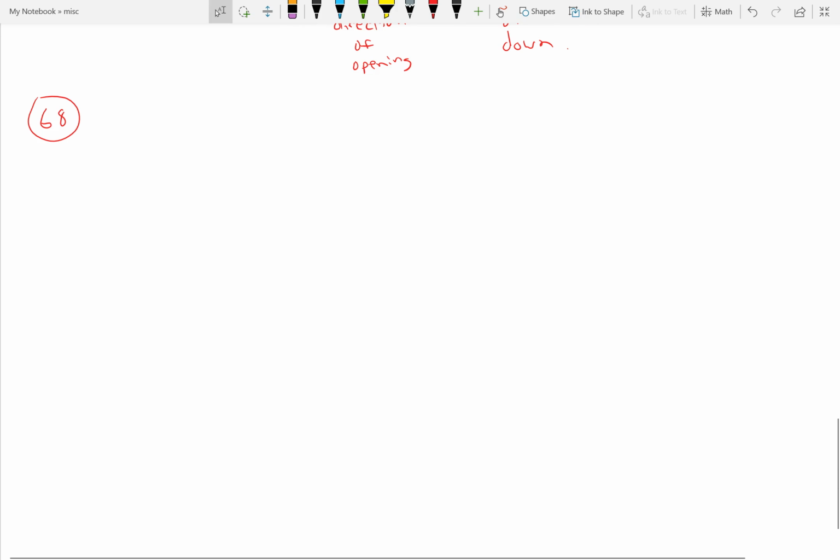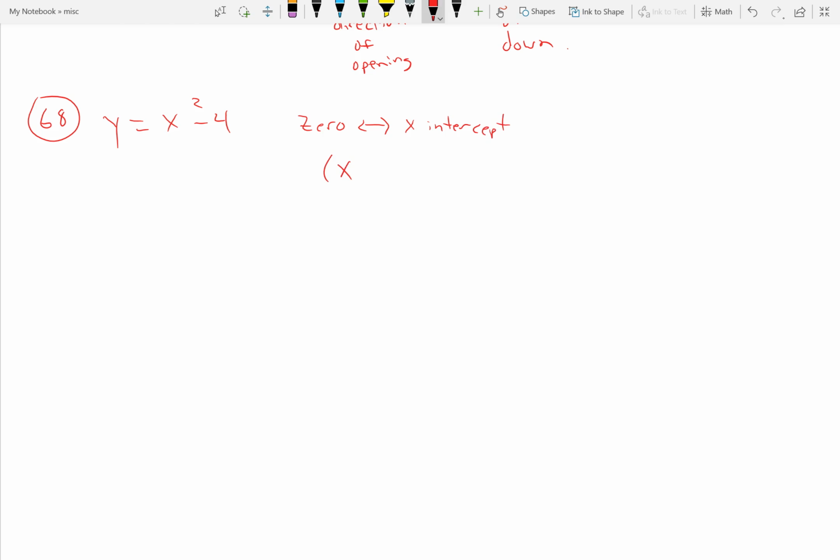68. We're asked to find the zeros. y equals x squared minus 4. A zero is basically an x-intercept. Technically, it is an x value such that the y is 0. So we're looking for some x that makes y 0.